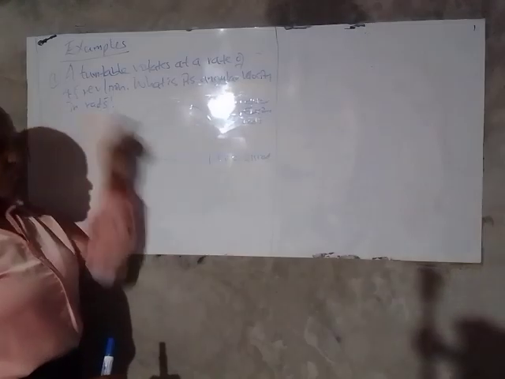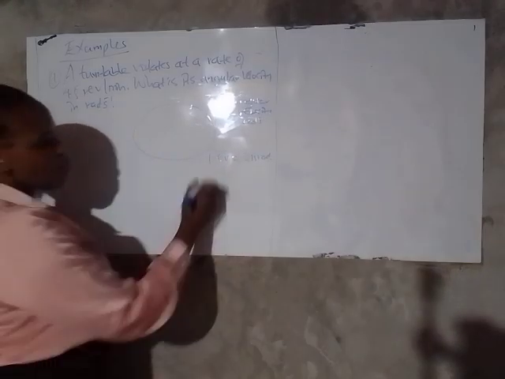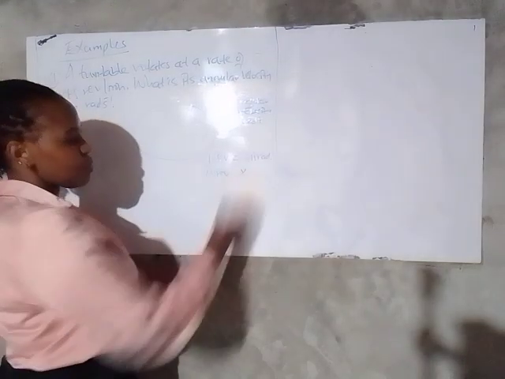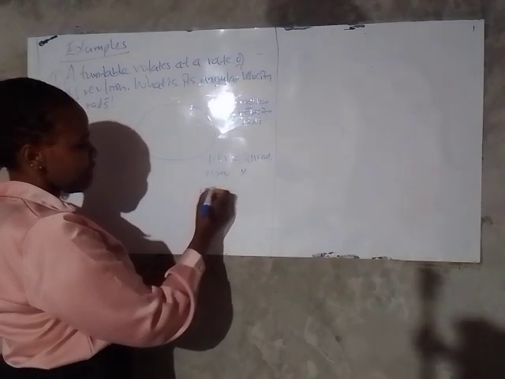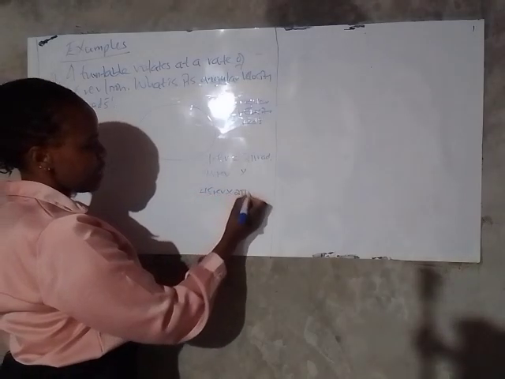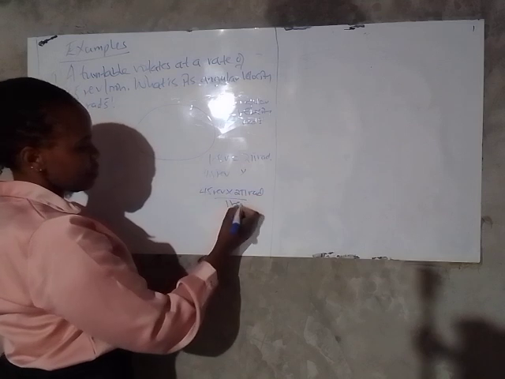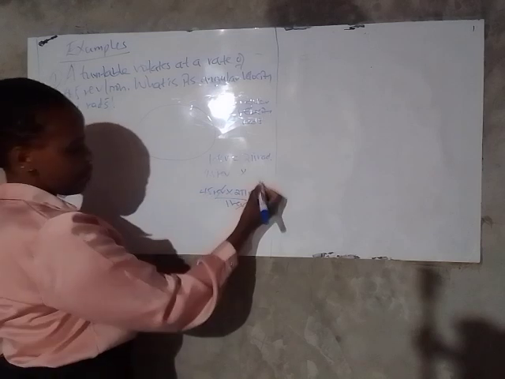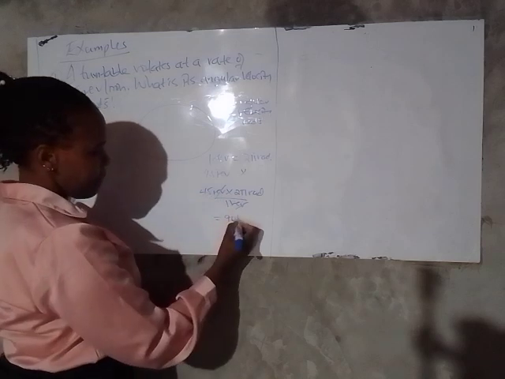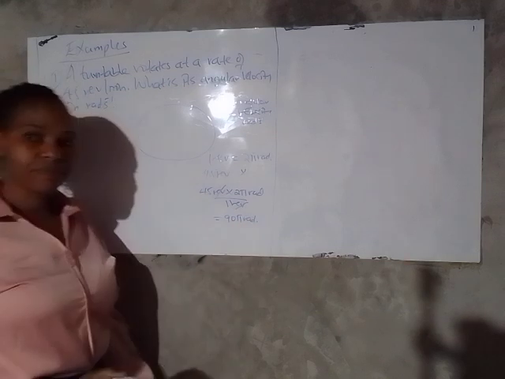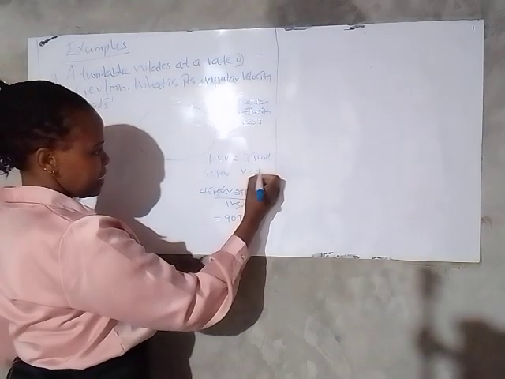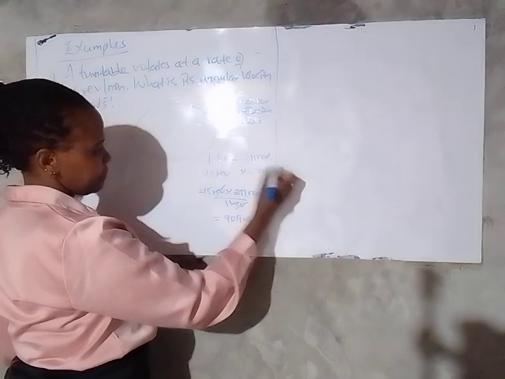But this body is making 45 revolutions. The 1 revolution is 2 pi radians. So what about 45 revolutions? I have to cross multiply. That gives 45 revolutions times 2 pi radians divided by 1 revolution. Revolution and revolution cancel. 45 times 2 is 90. So this is equivalent to 90 pi radians. So 45 revolutions equals 90 pi radians.